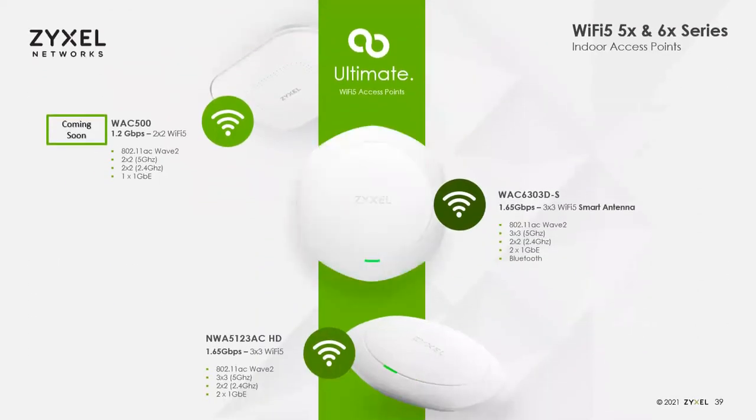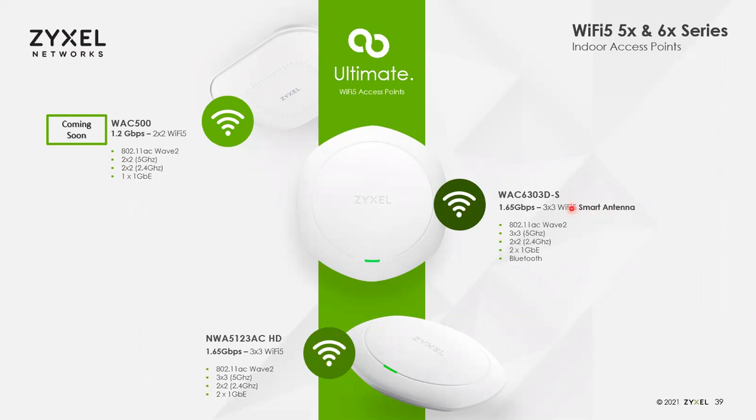And then jumping up here into our Nebula Flex Pro products, the 5 and 6 series products, we're going to be launching here soon a WAC 500. So this is going to be a 2x2 access point. And the key thing on this is these WAC 500 access points will be our most affordable AP that supports the new secure Wi-Fi functionality that we've recently launched on the USG Flex series and on the ATP series.